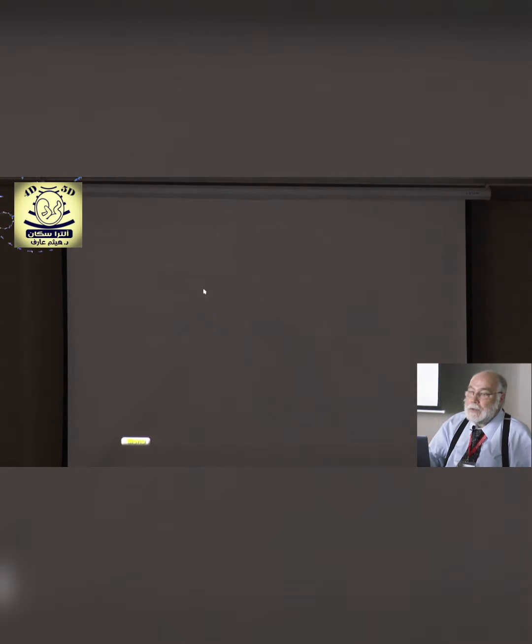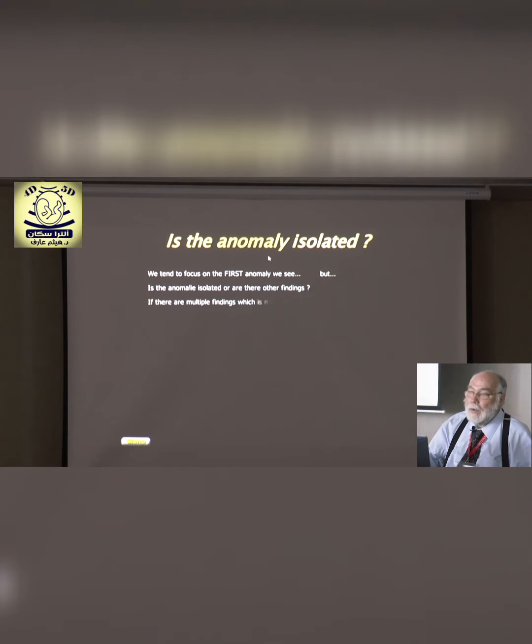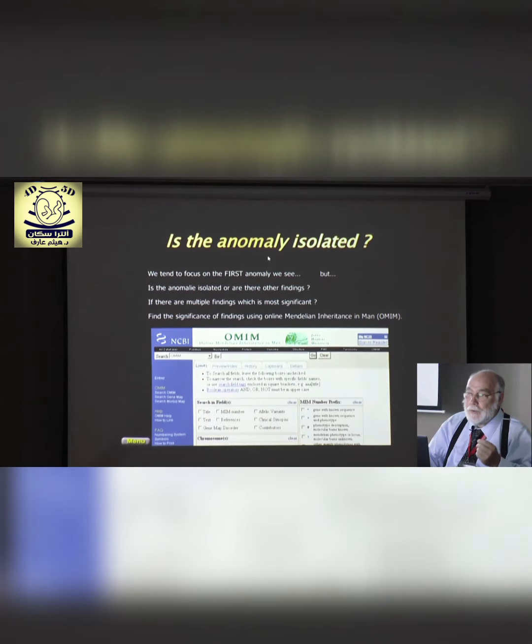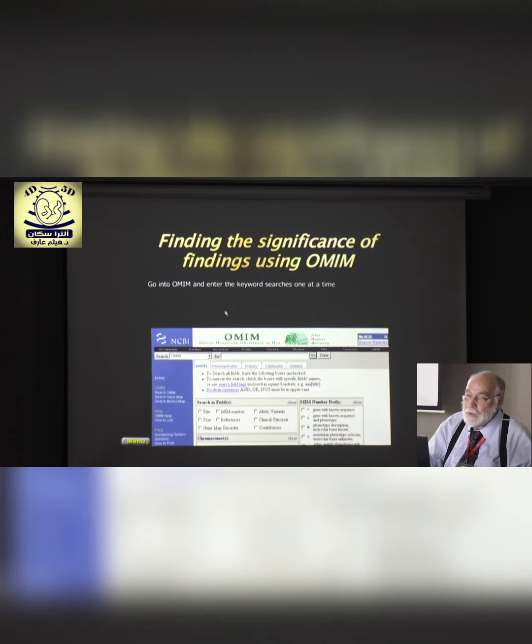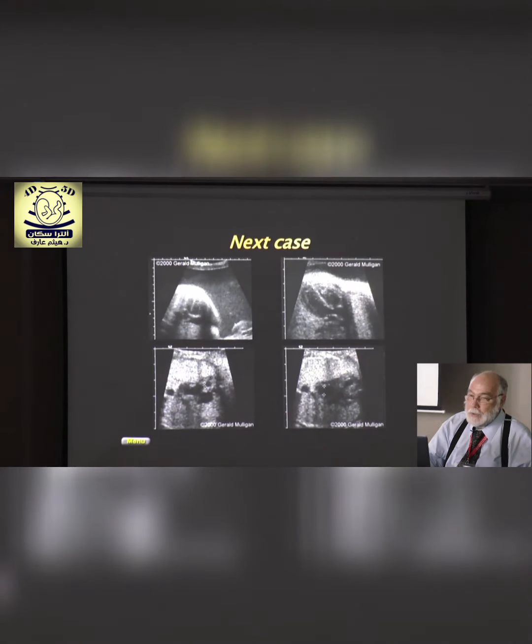So let's see what is the most significant finding. When you have multiple findings, you have to do some search, and the best way to search is OMIM. But which one is the most important keyword? What you do is you find these findings by typing each of the keywords and finding how many answers you get. So you put one keyword at a time, count the number of return diagnoses, and then combine the keywords that have the least number of diagnoses. Let me show you an example.